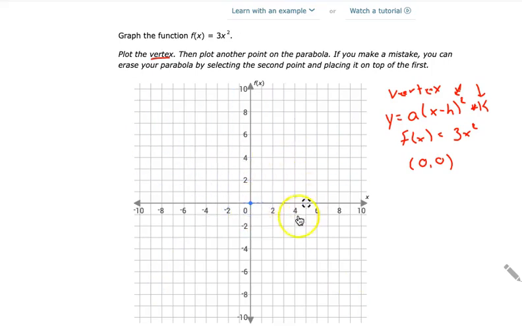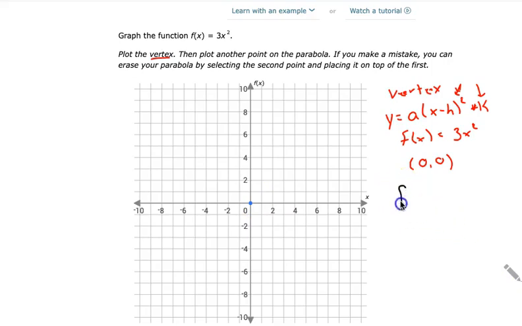And if you notice now, we could kind of move this around. But let's finish reading the directions. It says, then plot another point on the parabola. Well, I know that this is at 0, right? So to plot another point, I'm just going to move over and say this is 1. I'm going to plug that in and see what I get.